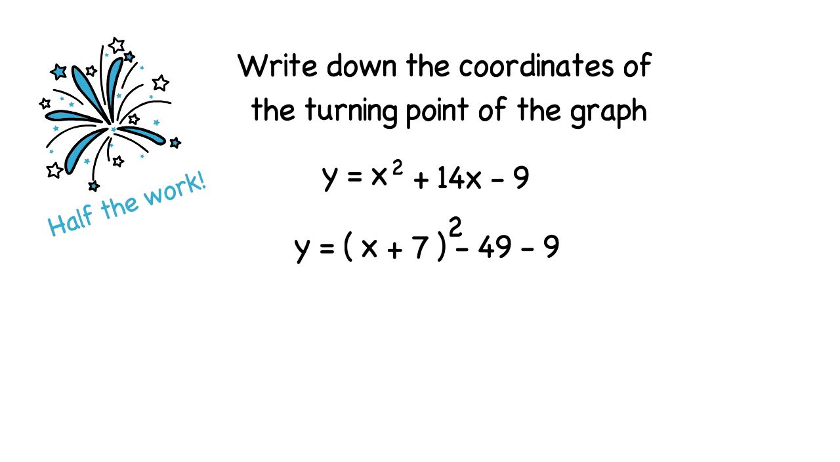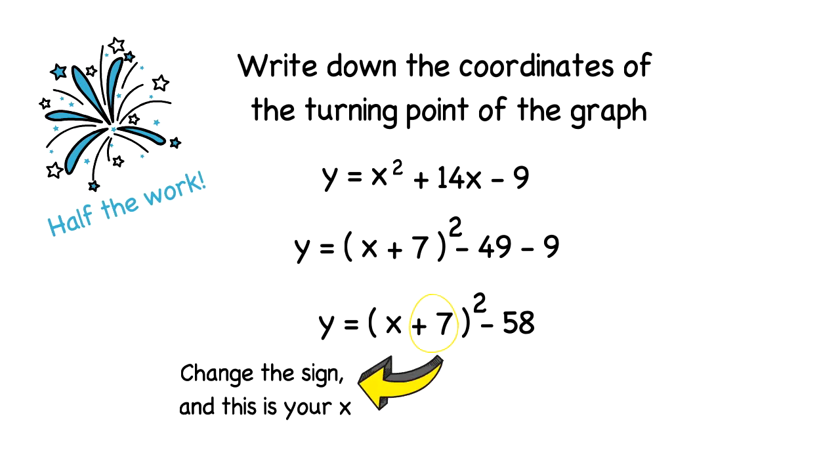Just as before, we would simplify now, so a -49 minus 9 is -58. And this is the point at which we stop, because we can actually get the coordinates from what we've got here. Whatever is in the brackets with the x, if you change the sign, that is your x coordinate. So in this case, our x coordinate would be -7. Whatever is at the end is our y coordinate, so -58 will be our y.